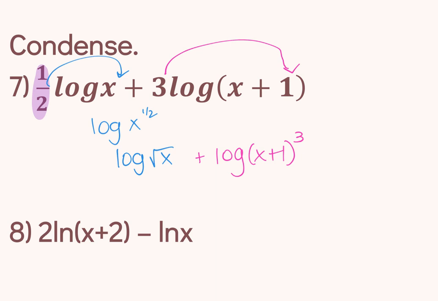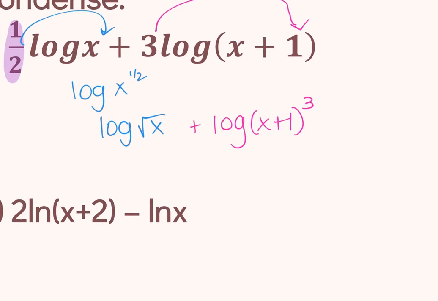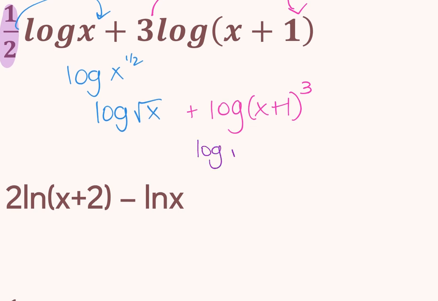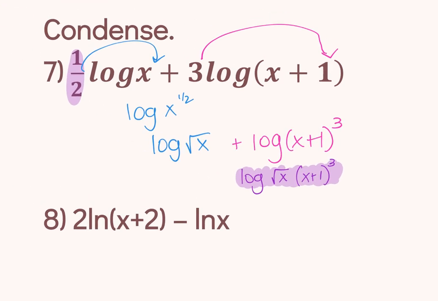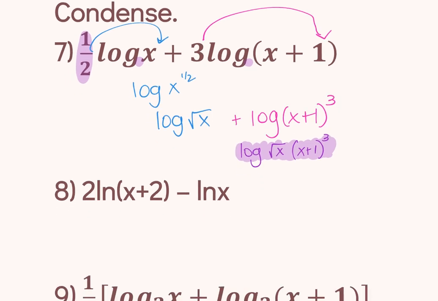Now I still have 2 logs. It's either going to be a sum or a difference, right? This one's a what? Sum, which means when I condense it, it becomes multiplication. Log square root x times x plus 1 to the 3rd. And again, technically there should be parentheses around both of those, but you don't need them. But you'd be finding the log of all of that. Yep. So the square root x and then x plus 1 is the base? The base would be 10 because it doesn't change. Yeah.